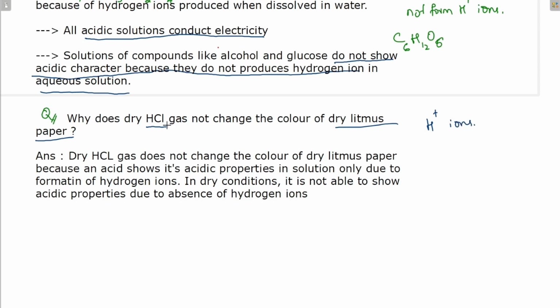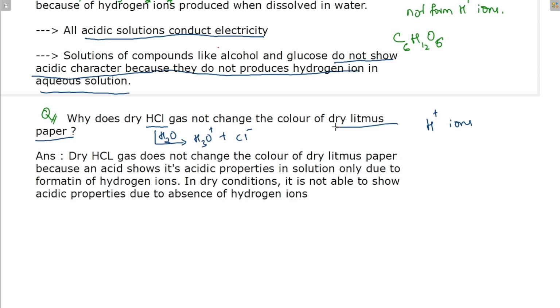It is HCl gas. It is not yet dissolved in water. And HCl gas does not contain H plus ions. When it is dissolved in water, it will form ions. Yes, then it will show the acidic character. So simply HCl gas will not change the color of dry litmus paper.